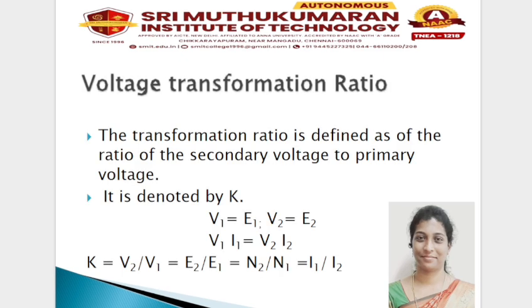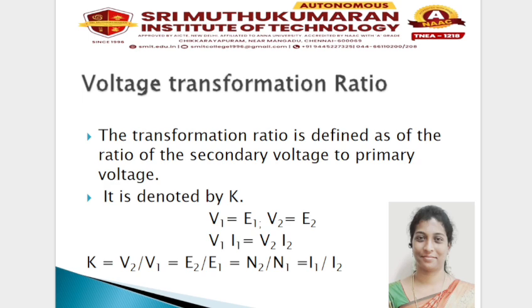The next one is the voltage transformation ratio. Now, what is meant by voltage transformation ratio? The voltage transformation ratio helps to determine whether the transformer is step up or step down. Since power remains approximately constant, an increase in voltage results in a decrease in the current. This principle ensures efficient power transmission with reduced losses.